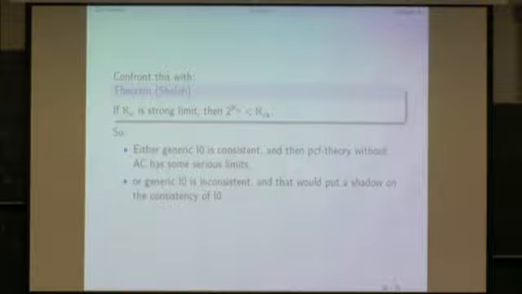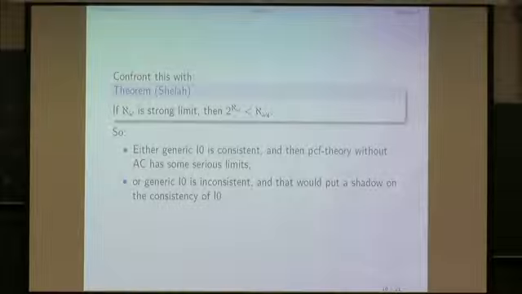So, okay, this is why I think that if you remember just one slide, this is the slide to remember, that generic A0 is really in the middle of something. And so either it puts some limitation on PCF theory without choice, or there is something wrong in large cardinals. Okay.